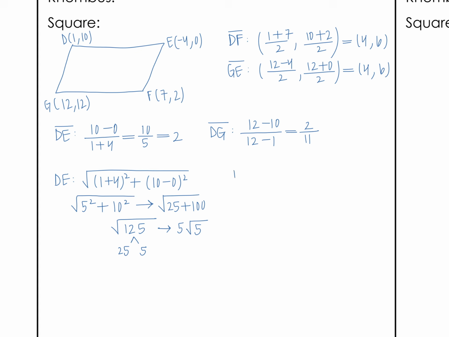So now let's check DG. Okay, so for DG, we will have 1 minus 12 squared plus, then we'll have 10 minus 12 squared.